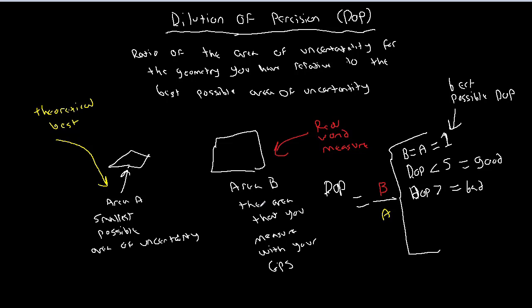So just to recap what we've talked about, we know based on the GPS measurement the area of uncertainty, the area that we can predict ourselves to be in. We know this area given the constraints of the problem. We also know the theoretical best area that we could get given the constraints. We calculate the ratio between this real world measure and this theoretical measure to give us our DOP. If they're the same, we know we've done the best possible job we can with the viewing geometry. We get a value of 1. If it's less than 5, we call it good. If it's more than 5, we generally would not use that measurement.